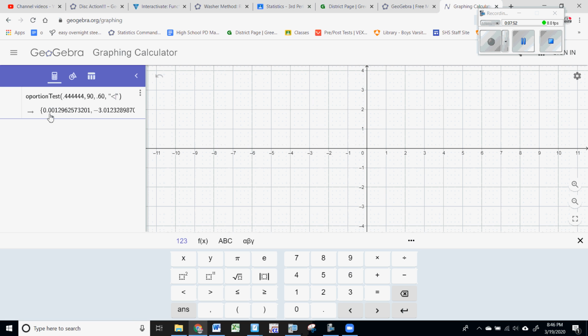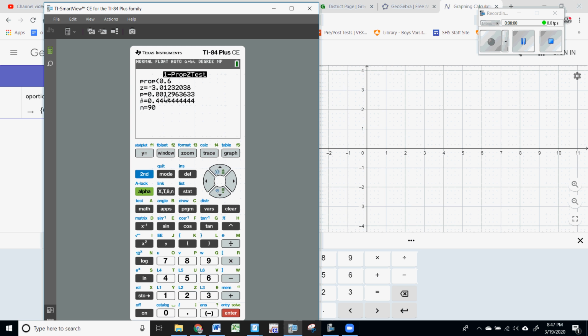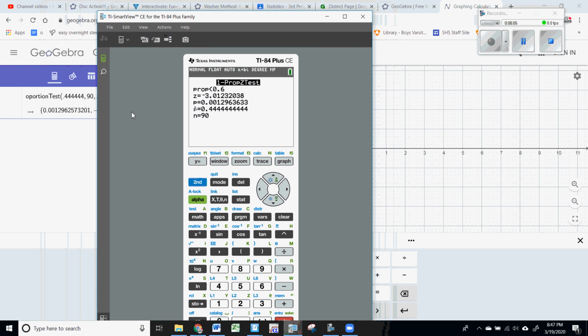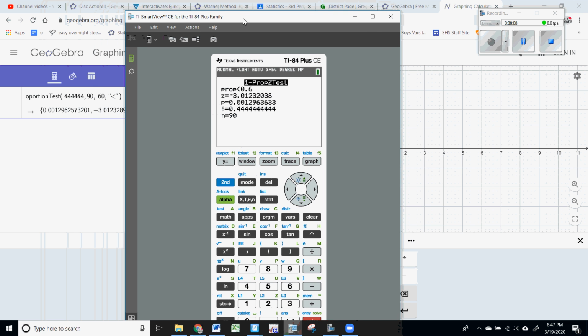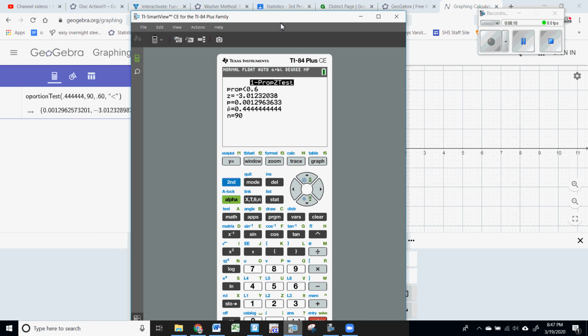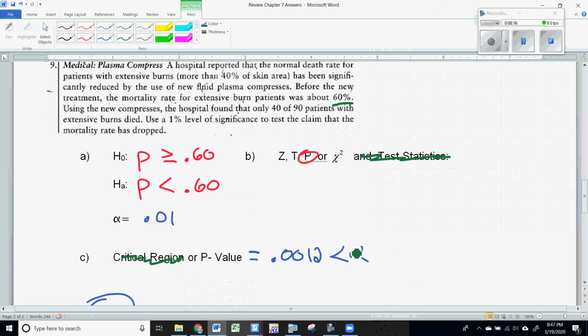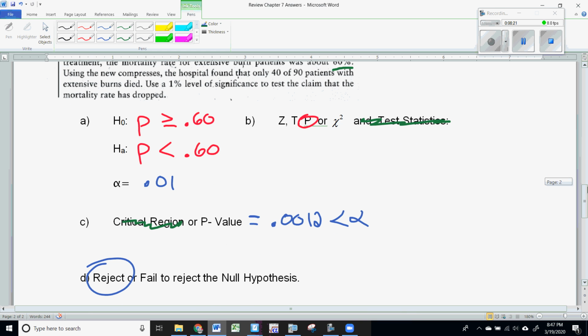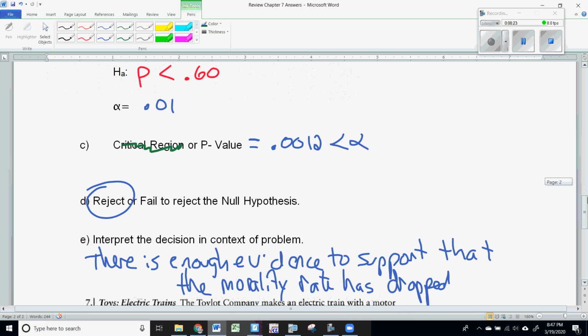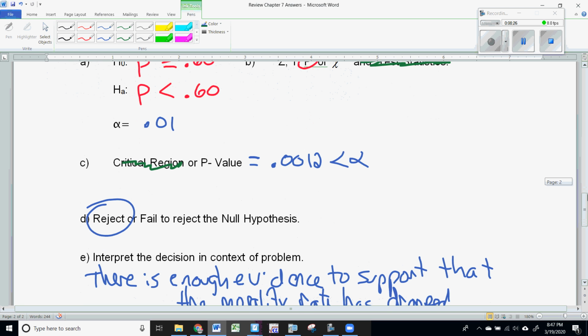And now you can see this first number right here is our p-value, 0.00129, the same thing we got on the calculator. You can see those two numbers are the same. You also see the -3 here, but we don't use that for what we're doing here. So that tells us that our p-value is less than alpha. So we reject the null hypothesis, which means there is enough evidence to support that the mortality rate has dropped, and it is less than 60.